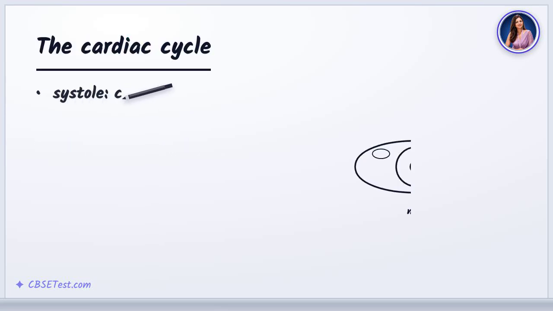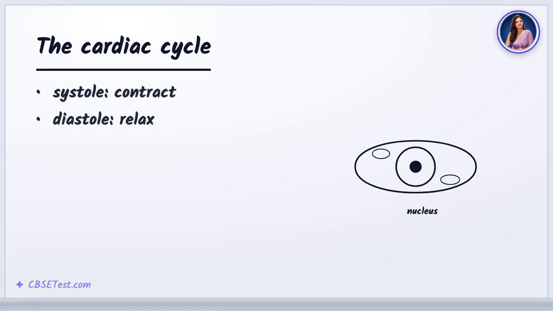The cardiac cycle is 1 heartbeat. During systole, the chambers contract to push blood out, and during diastole, they relax and fill again, repeating rhythmically.